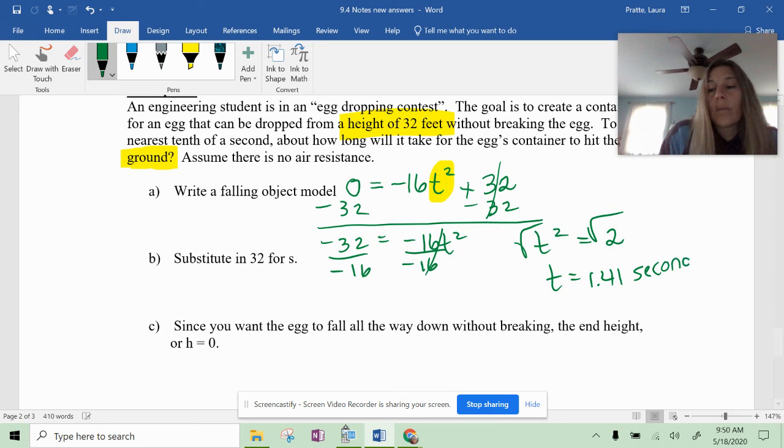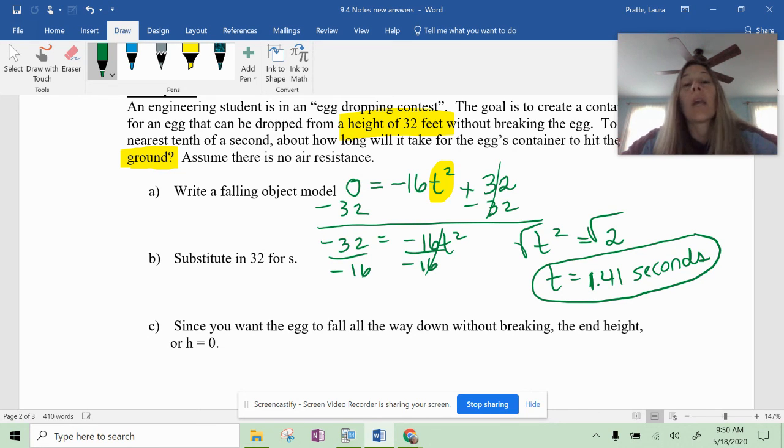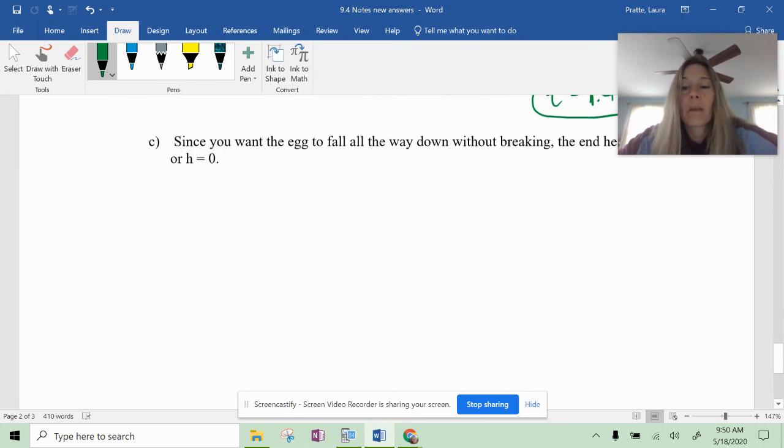Now, normally when we square root, we have two answers, a positive and a negative. But why would I only have a positive answer here? Can we have negative time? No. So you're only going to account for the positive answer. If you're dealing with a word problem where the negative wouldn't make sense, then you're just doing the positive answer.